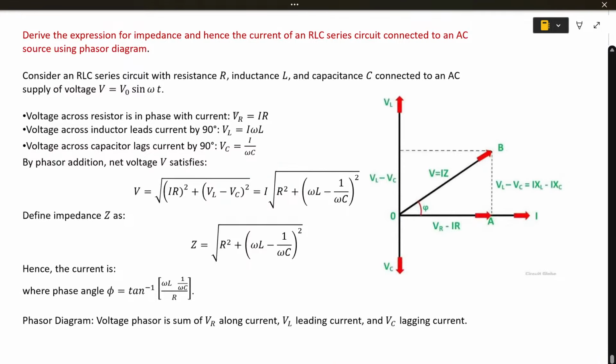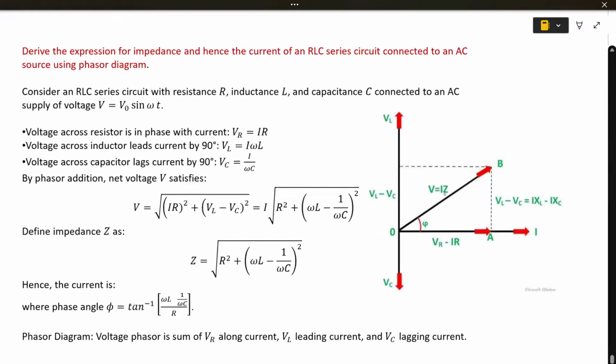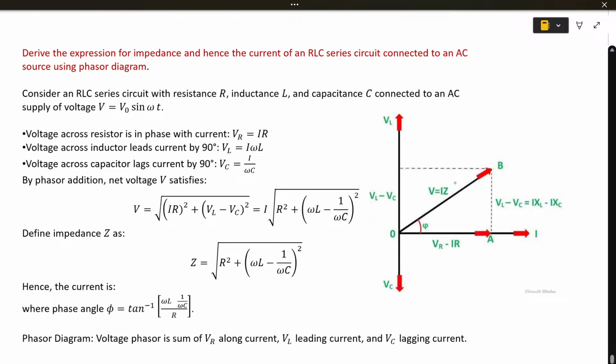Derive the expression for impedance and hence current of an RLC series circuit connected to an AC source using a phasor diagram. Okay, so these parts, using a phasor diagram.